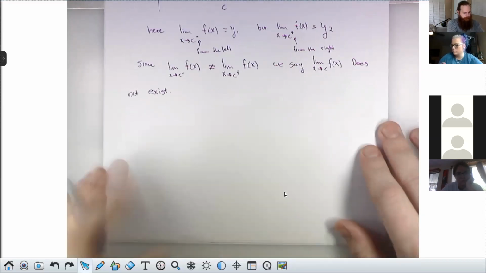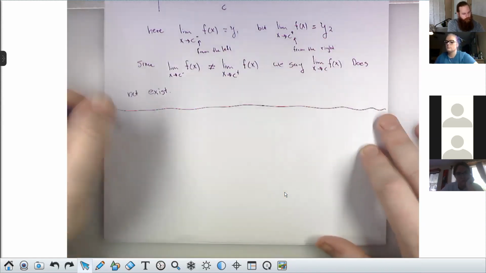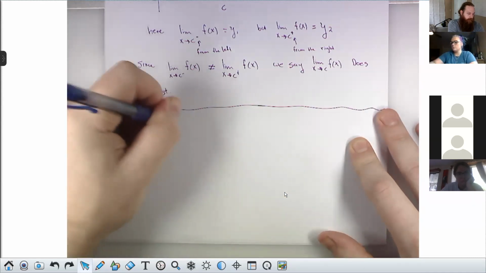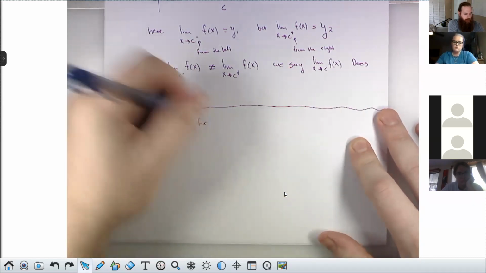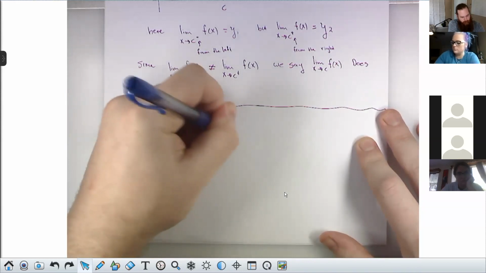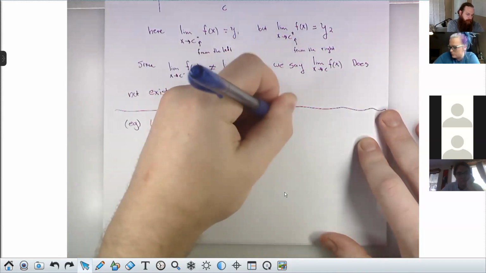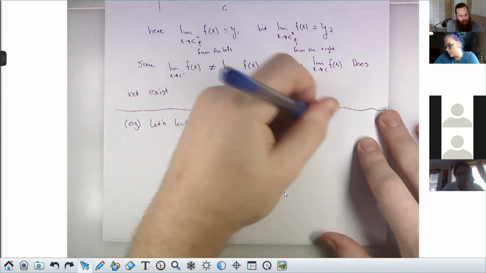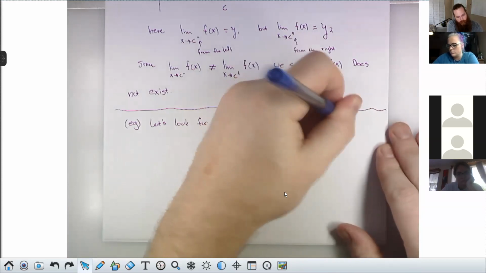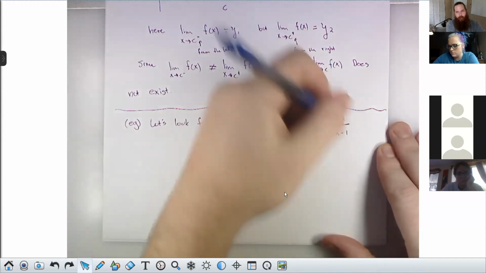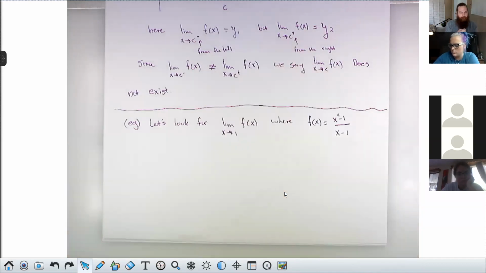So, let's look for the limit as x approaches 1 of f of x, where f of x is x squared minus 1 over x minus 1. I don't have a graph yet, so I'm going to have to start by drawing a graph.